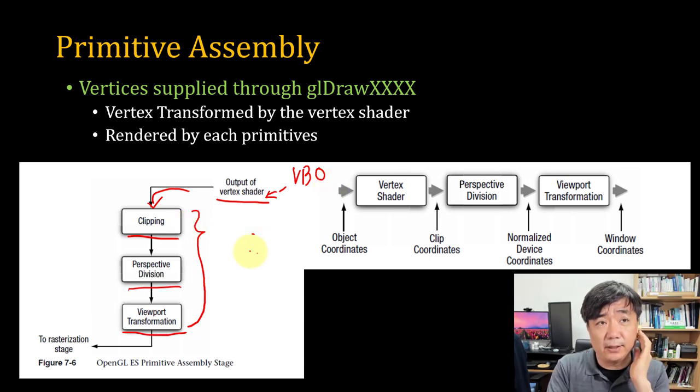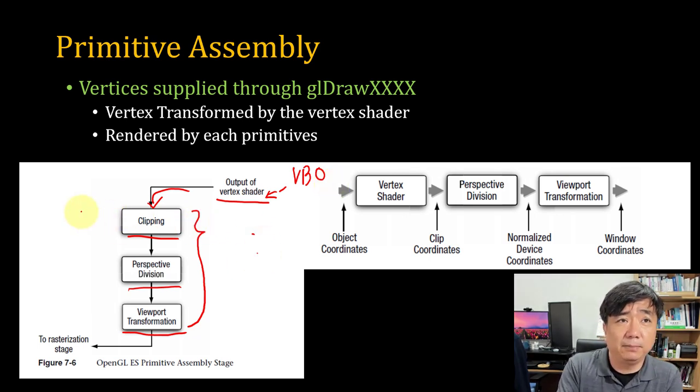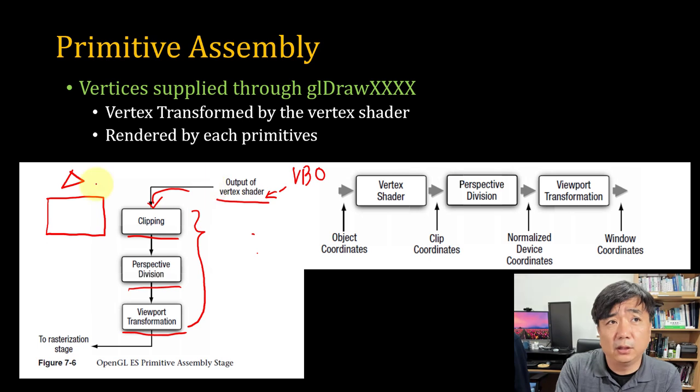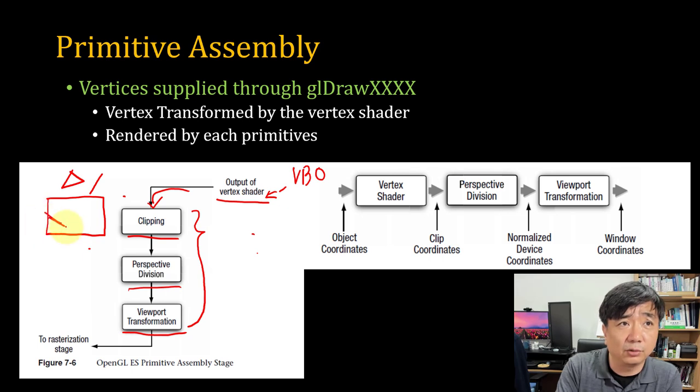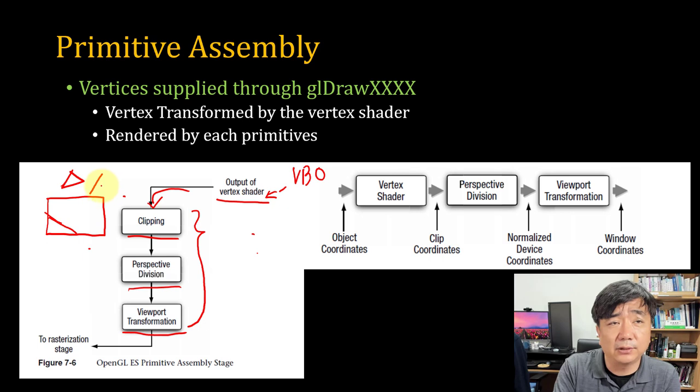Okay. What is clipping? Clipping is, if we have a screen and a triangle is outside it, you don't have to draw it. So if there is a line outside, we don't have to draw it. Of course, points also. And sometimes the line starts here and ends here. It must be drawn. Okay. So the part of the line should be displayed on the screen. So clipping is checking whether the primitive is inside or outside of the screen.